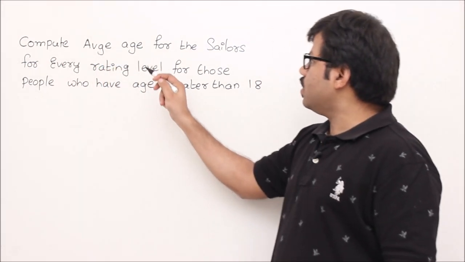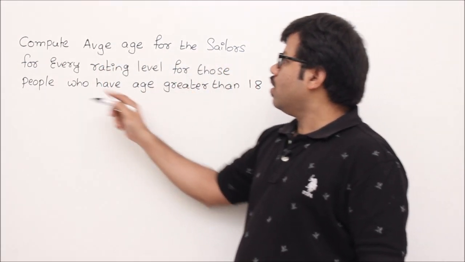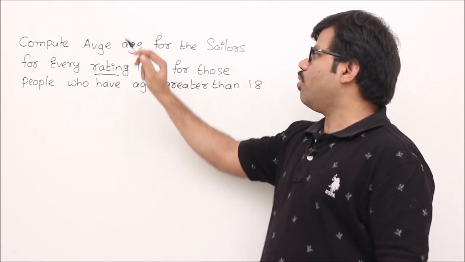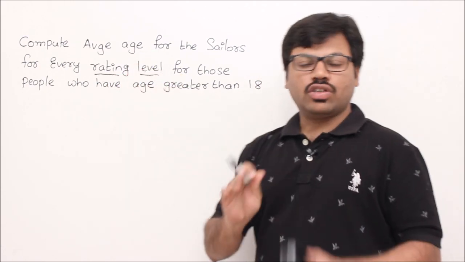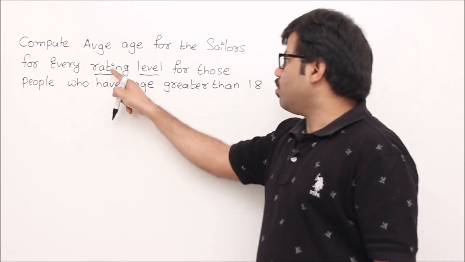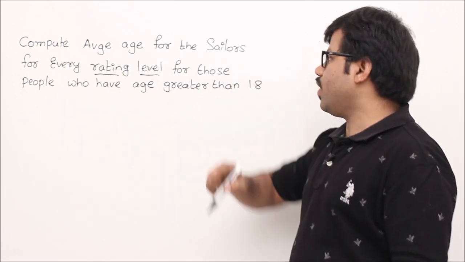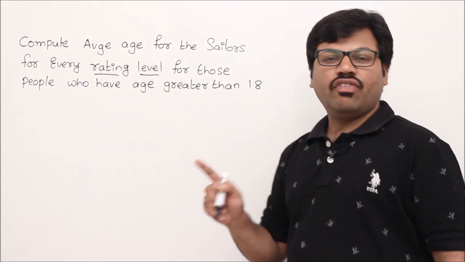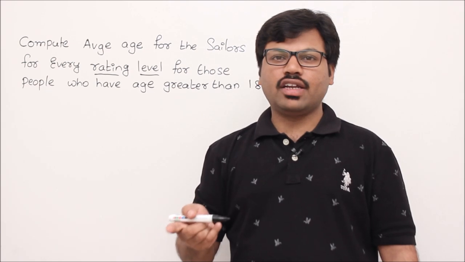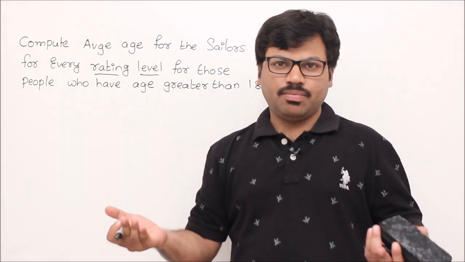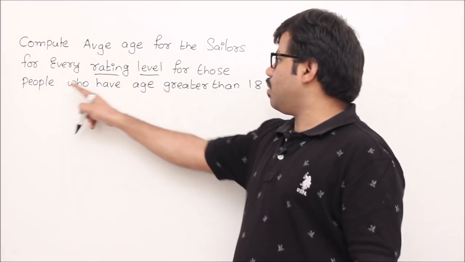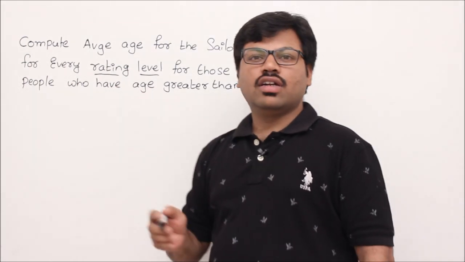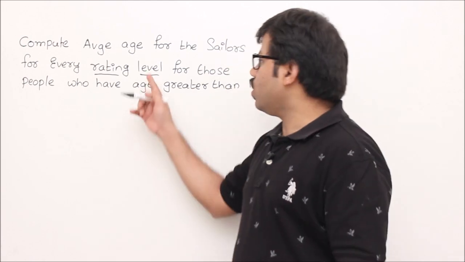Compute average age for the sailors for every rating level. See, he said for every rating level we have to compute average age. That means groups are nothing but based on rating level. Rating is the field. For those people who have age greater than 18, if any person's age is less than or equal to 18, we should not consider them. So what I do is, I first of all discard them. Then later I do the group by.